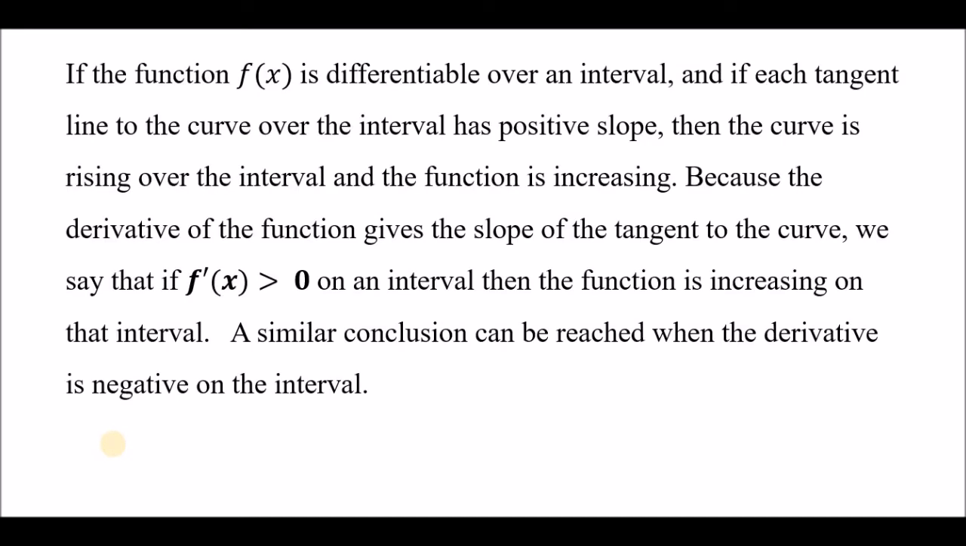If the function f of x is differentiable over an interval, and if each tangent line on the curve over the interval has a positive slope, then the curve is rising over the interval and the function is increasing. Because the derivative of the function gives the slope of the tangent to the curve, we say that if the derivative f prime of x is greater than 0 on an interval, then the function is increasing on that interval. A similar conclusion can be reached when the derivative is negative on the interval, meaning if f prime of x is less than 0, we can say that the function is decreasing on that interval.